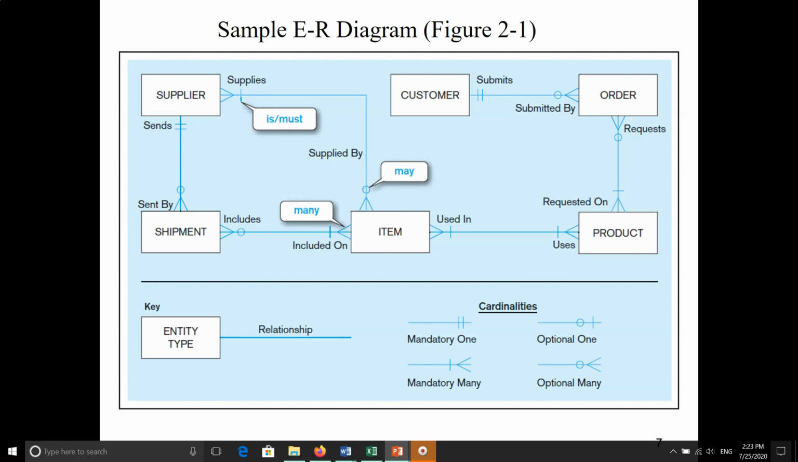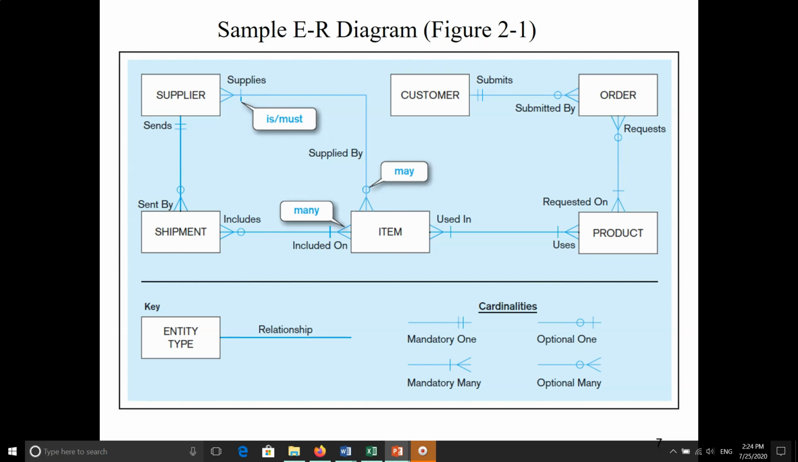Okay, let's start from the customer entity type. So the customer entity type submits order. And between the customer and order, there is a one-to-many relationship because a customer can place multiple orders and one order can only belong to one customer. So that's how we read it. And then order and the product, between these two entity types, there is a many-to-many relationship. The order requests product.